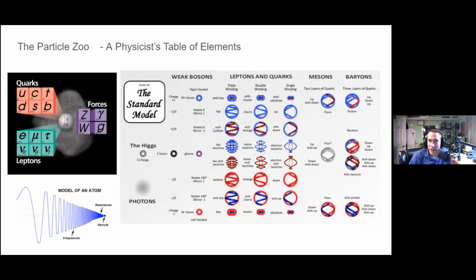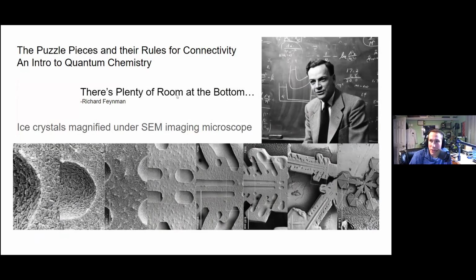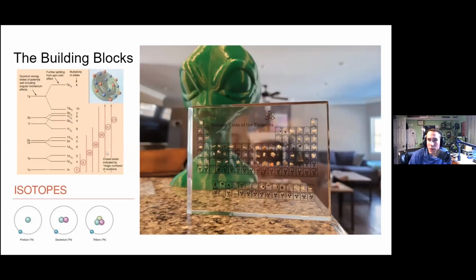So anyways, this is Feynman. He did a presentation called "There's Plenty of Room at the Bottom" back in, I think, the 70s, on nanotechnology and the future of building stuff on the small scale and what we need to do. And just to give you a scale, we can zoom in on this ice crystal several hundred times. I think this is a magnification of a factor of 100. But anyways, we're talking about the building blocks of nature.